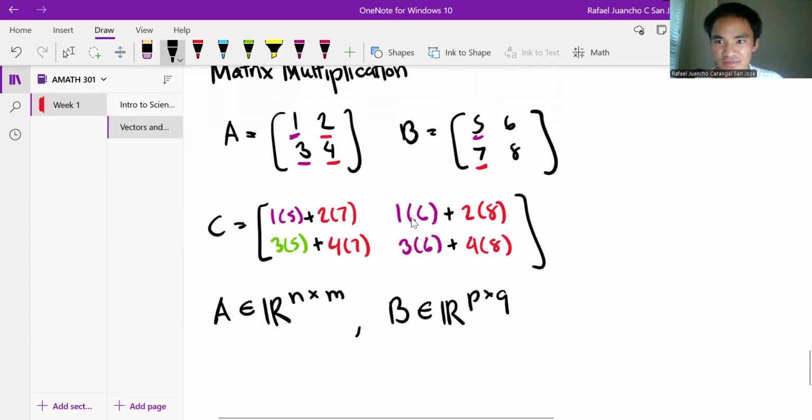So what are the conditions? Well, after we're multiplying all of that stuff, we realize that the number of columns of A should be equal to the number of rows of B. So we're saying M should be equal to P.